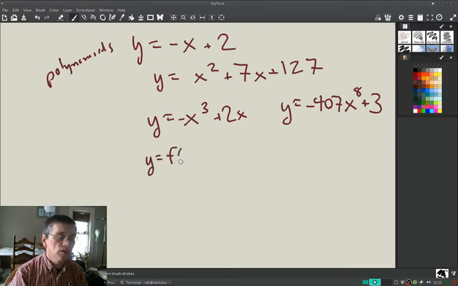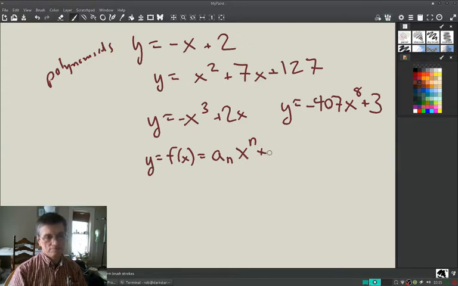We could be using y, we could be using f of x, which can be written in the form of some coefficient, some number out front. We call it a sub n to tell it from other a's, times x to the nth power, where n is an integer, like 1, 2, 3, 4, 5, 83, 612. It can be any integer. And then there's possibly lower powers.